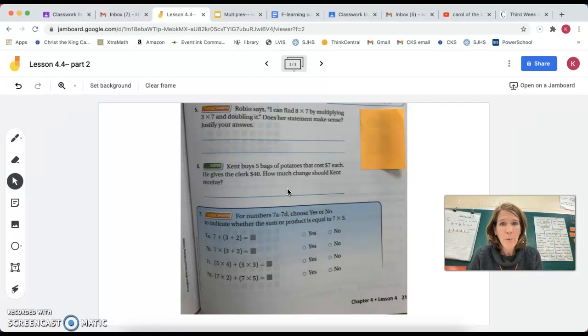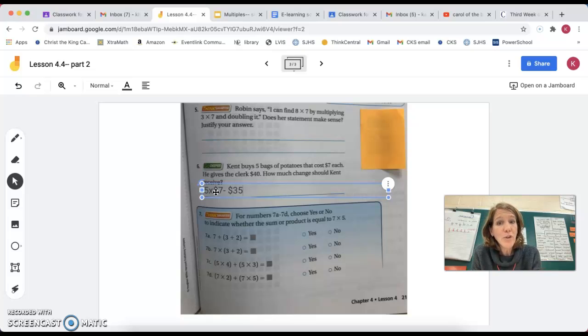It is. Okay, first we need to find out how much money he owes. Kent buys 5 bags of potatoes that cost $7 each. So that fact, I'm going to type it because I think maybe you can now read it better. That fact, to find out how much money Kent owes, would be 5 times 7, right? Or $7, which we could do 5 times 7. 5 times 7 is equal to 35, right? So he would owe $35.